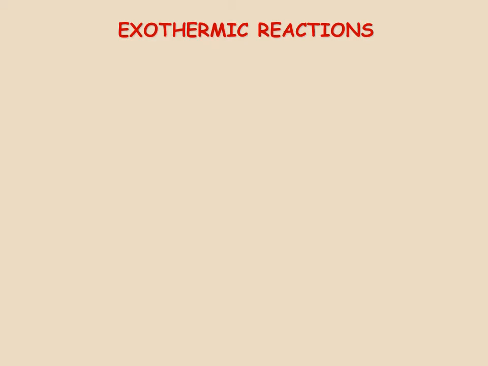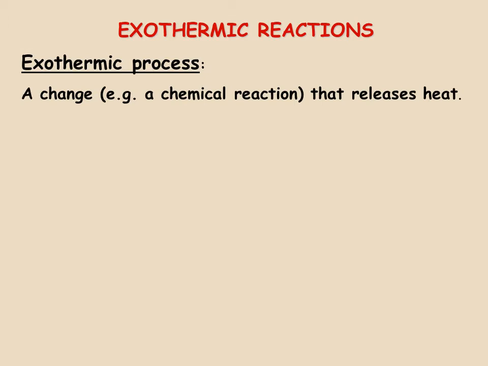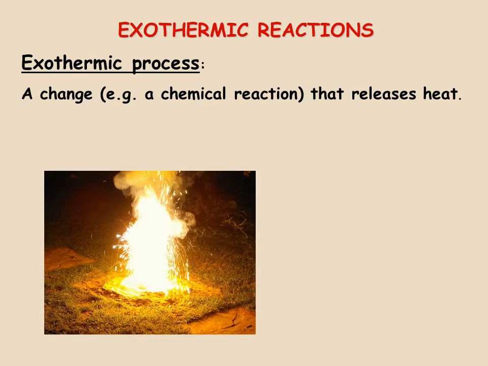Here we are going to look at the exothermic reactions a bit more. Already you know the definition of an exothermic reaction or process: a change in which heat is released. In a chemical reaction, if heat is released, such reactions are called exothermic reactions and the process is called an exothermic process.